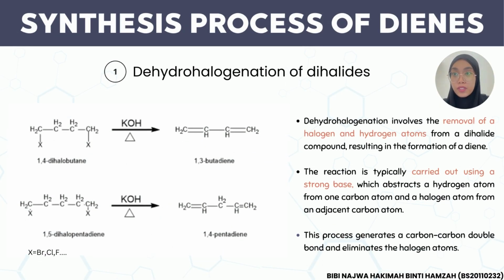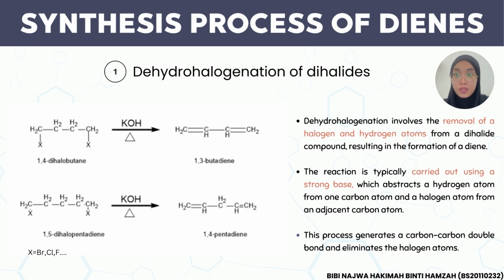Dehydrohalogenation involves the removal of a halogen and hydrogen atom from a dihalide compound, resulting in the formation of a diene. This reaction is typically carried out using a strong base, which abstracts a hydrogen atom from one carbon atom and a halogen atom from the adjacent carbon atom. This process generates a carbon-carbon double bond and eliminates the halogen atom.